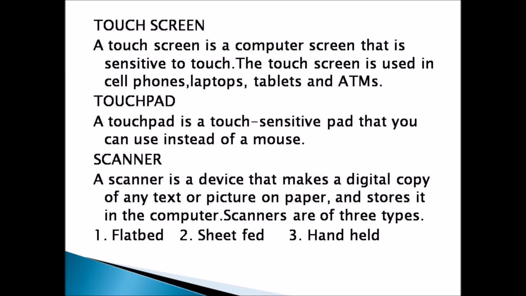The next one is the scanner. A scanner is a device that makes a digital copy of any text or picture on paper and stores it in the computer. Okay children, what is meant by scanner? For what purpose is it used? If you want a digital copy of a text or picture on paper, a scanner is used, and it stores it in the computer.